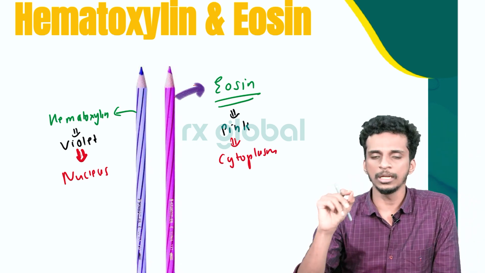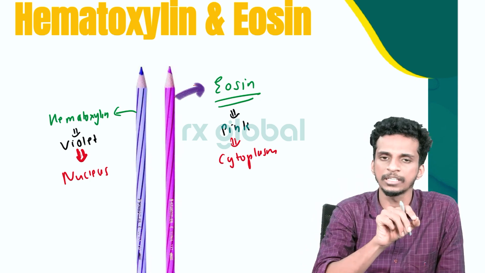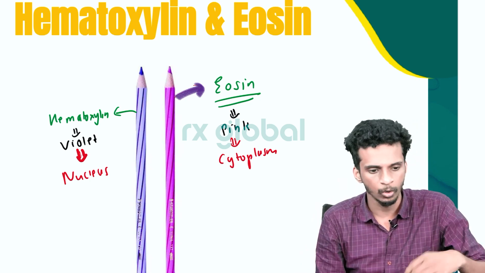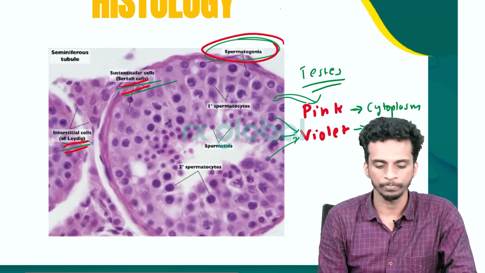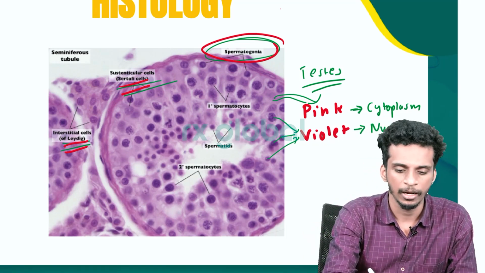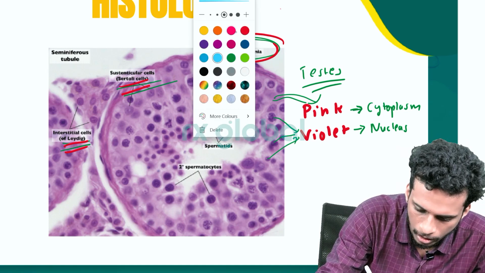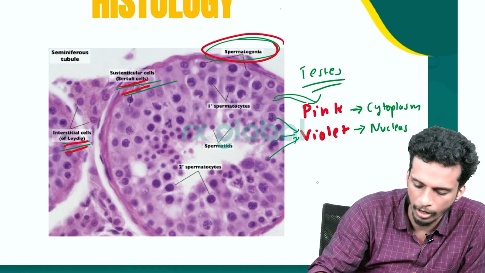So I use the eosin pencil to draw cytoplasm, and I'll use the hematoxylin pencil to draw the nucleus. So if I'm asked to draw a section of testis, I'll take my pink color and I'll take my violet color. I'll just show you. So this is how I will draw.